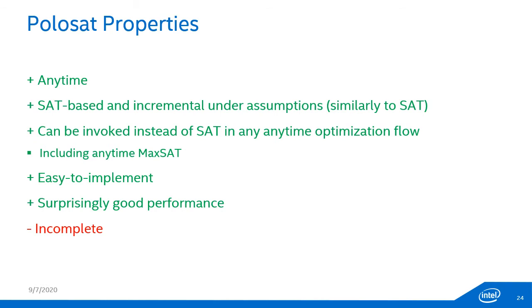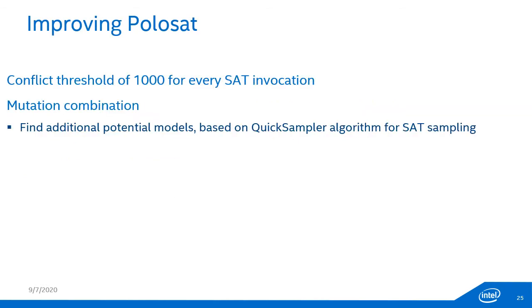You need to integrate it into some kind of a flow, which has other ways to improve the best model, to advance, to progress. Now, there are two techniques which we are using to improve Polosat. One is using a conflict threshold of 1000 for every SAT invocation. That's because we don't want to get stuck in bad SAT invocations. We prefer to go to the next one because there are many of them.